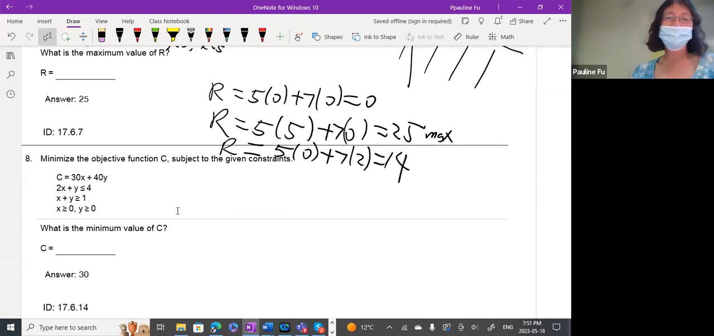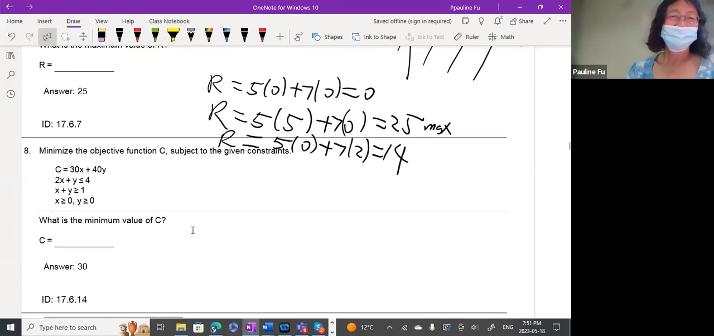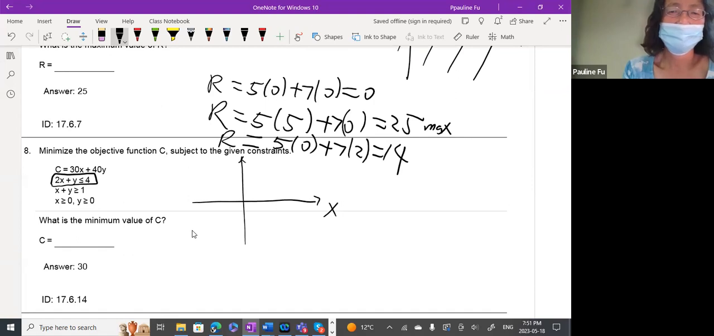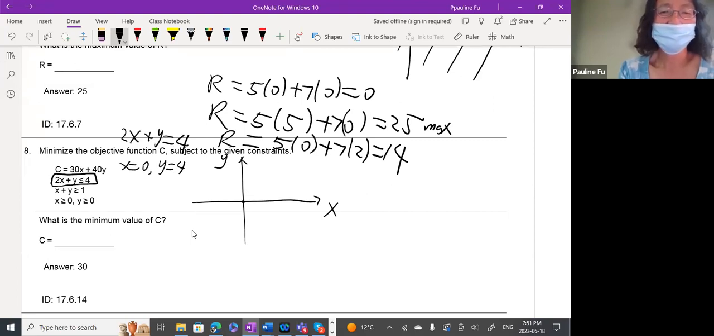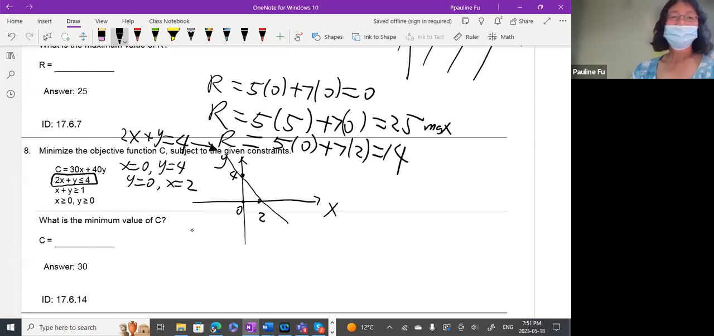Question 8: minimize the objective function subject to the given constraints. So first, let's draw a straight line, 2x plus y equal to 4. When x equals 0, y equals what? 4. When y equals 0, x is 2. So the straight line is here. This line represents 2x plus y equal to 4. And then which part is smaller? This part is smaller than 4.